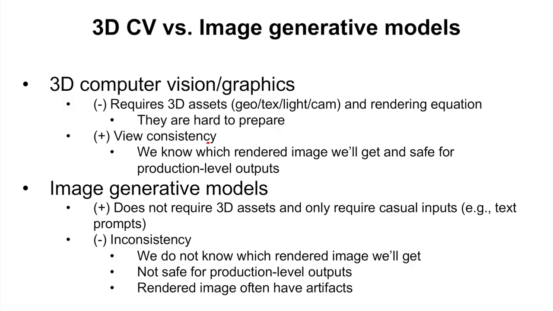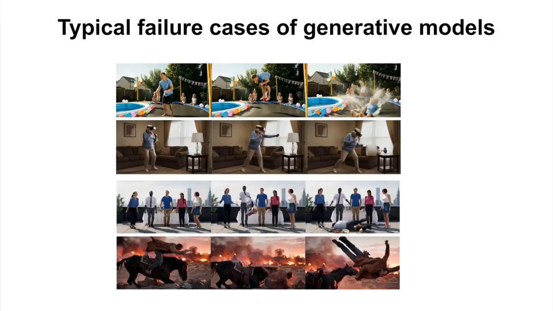So it's a very good point of generative models, but the drawback, unfortunately, is inconsistency, because it does not rely on any 3D geometry, so we do not know which rendered image we will get. And it is not safe for production-level outputs. Rendered images often have artifacts, and I guess this shows the typical failure cases of generative models. These are from Sora 2 and Veo 3. These are highly advanced, state-of-the-art video generative models these days, but they still have these kinds of hilarious failure cases.